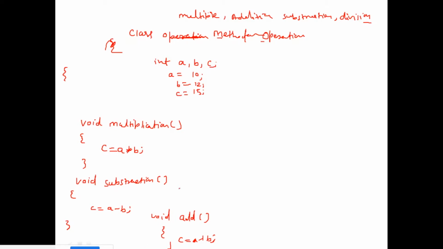Suppose these are three methods present in this class, right? I have made this class, and in this class we have three methods. The first method is multiplication, the second method is subtraction, and the third method is addition, right? You can make any number of methods inside a class. Okay.